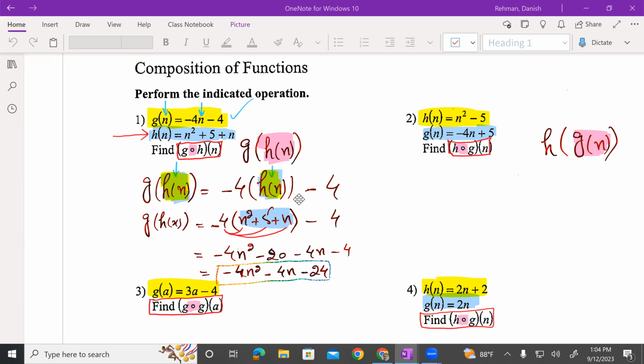So my G of H of N, let me do this correction. It was not in x, it was in n. So G of H of N is equal to 4n squared minus 4n and then minus 24. That's how we will do it. Now, my recording is there in place. Follow the steps. If you are not able to figure out how to do these things, watch the video one more time and you will do well.